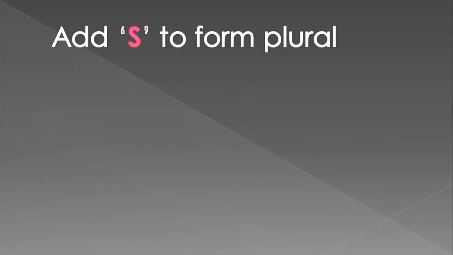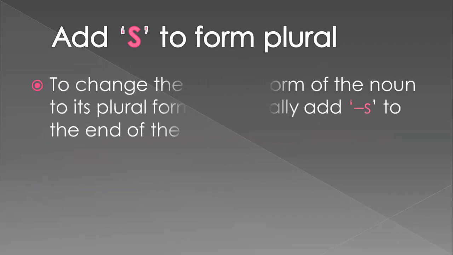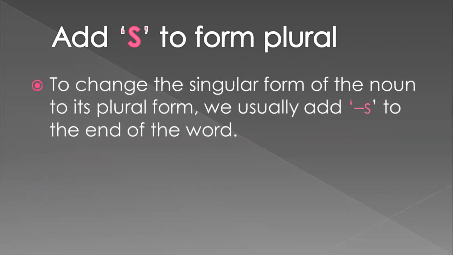There are a few rules of pluralization. The first and foremost, the basic rule of pluralization, is just adding s to the singular noun. Let's have a look. To change the singular form of the noun to its plural form, we usually add s to the end of the word. And here we go.